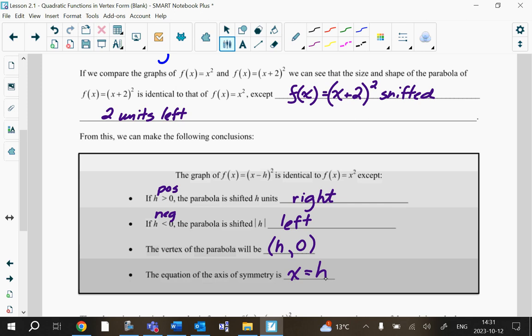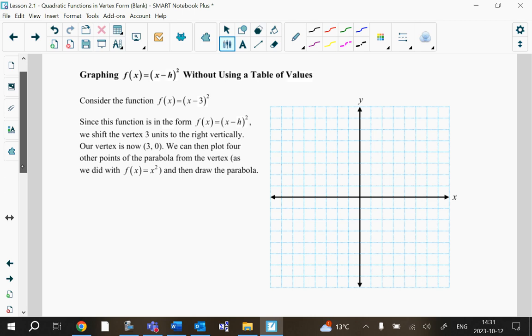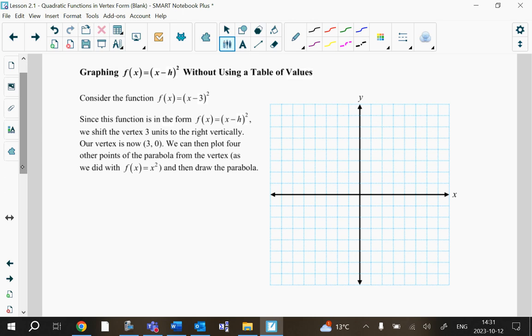So let's just practice with one more, graphing it without using a table of values, which we've been doing, which we started right from the get-go. So, yeah, I know, it's such a chore to get up and get that. I know, it's awful. I'm so sorry that happened to you.